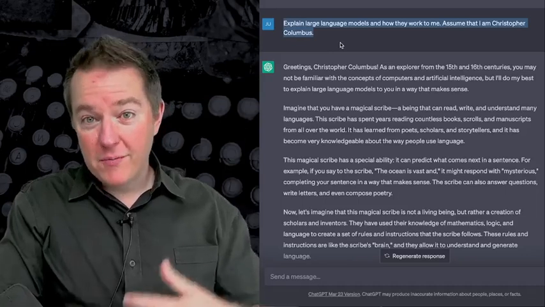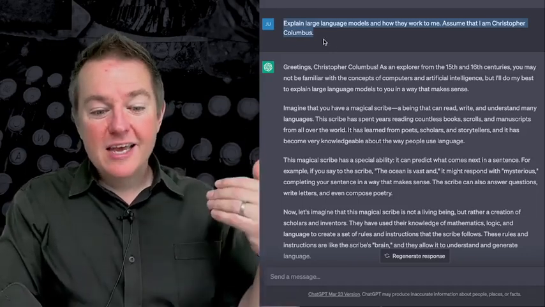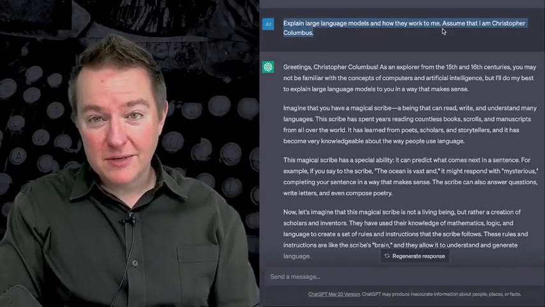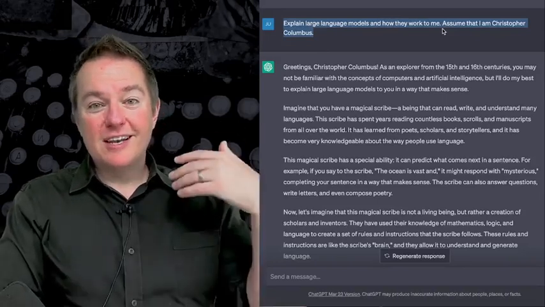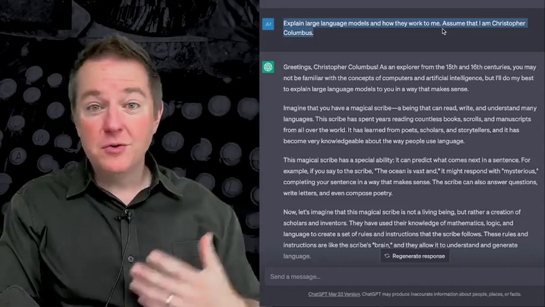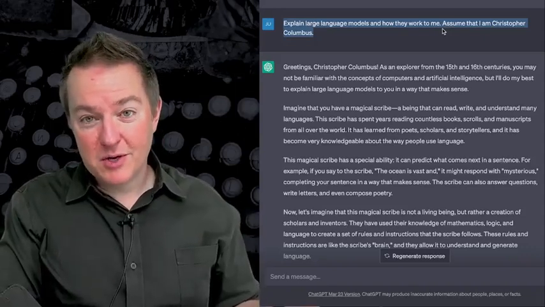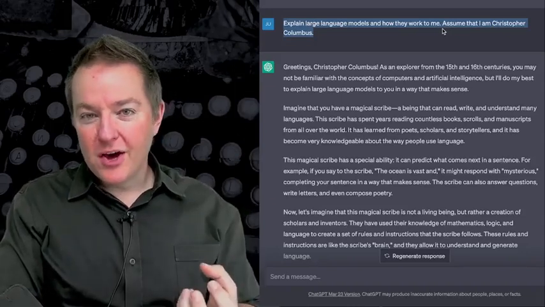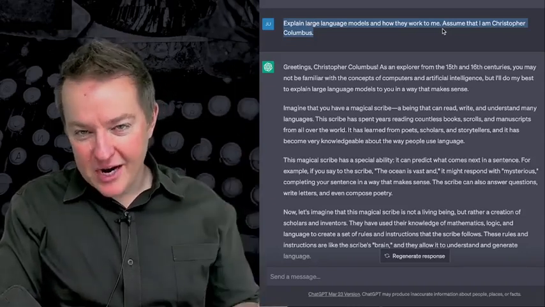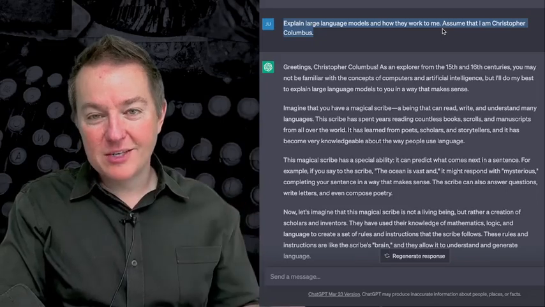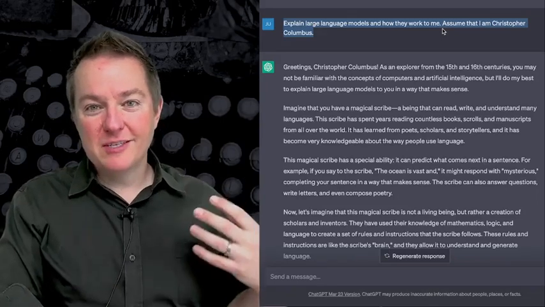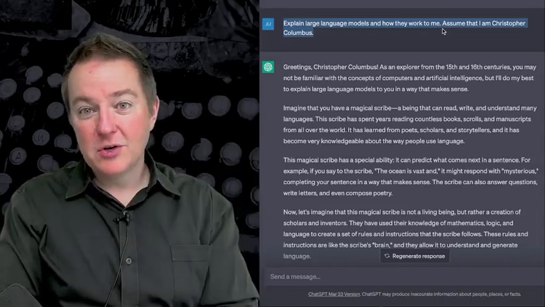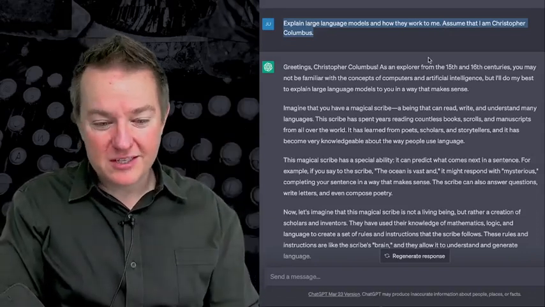So let's go a step further. Let me show you how interesting this can get. I'm going to say, explain large language models and how they work to me. Assume that I am Christopher Columbus. So notice, now I'm giving it something completely different. I don't know how you would explain large language models to Christopher Columbus. So it's going to have to draw on information in its training data and patterns related to Christopher Columbus and history to try to figure this out, right? I'm giving it an audience persona that's a tricky one that I wouldn't know how to do easily.